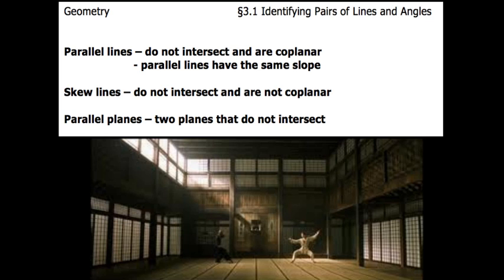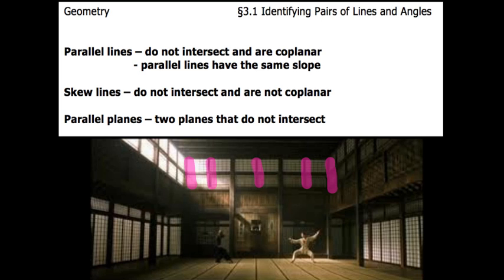Now, parallel lines are lines that do not intersect and are coplanar. Parallel lines have the same slope. Now, if you take a look here in our picture, we can see two lines that are holding up the wall there towards the back. They would be parallel lines because they're both on that same back wall and they're never going to intersect.